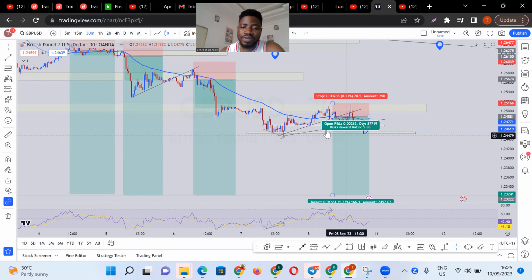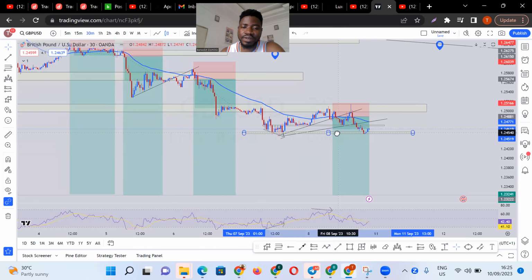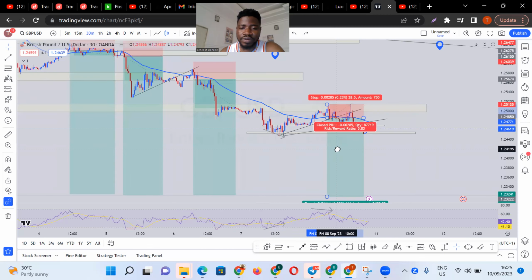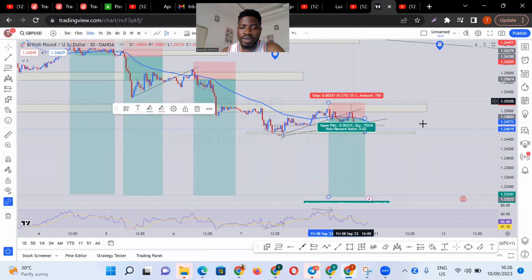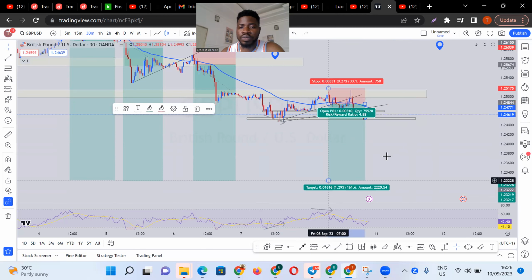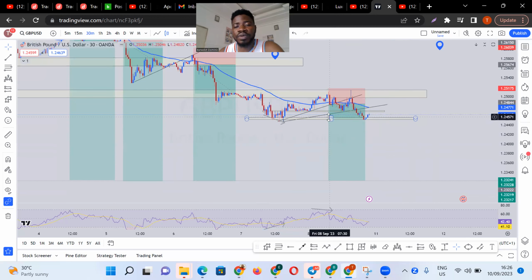Okay? So right here, which time is this? This is the candle I enter, 7:30. That is pre-London session. And my stop loss above here. I don't know why, but this trade closed on my MT4. It hit stop loss. I don't know why it happened that way. But all is well. So this is pre-London session.